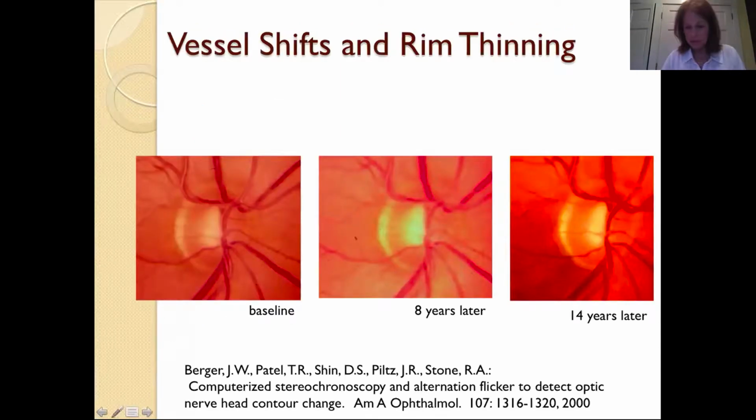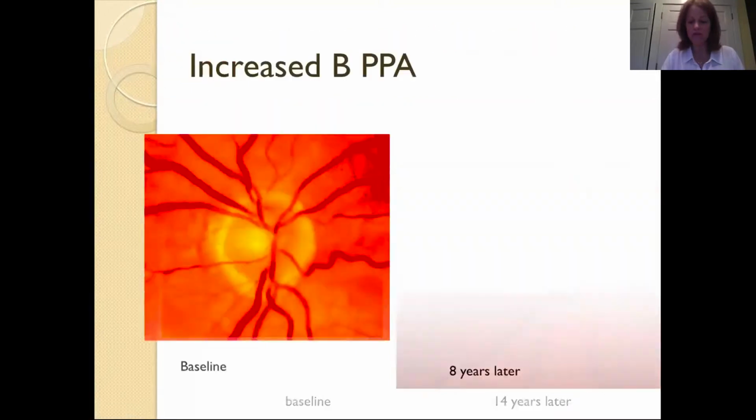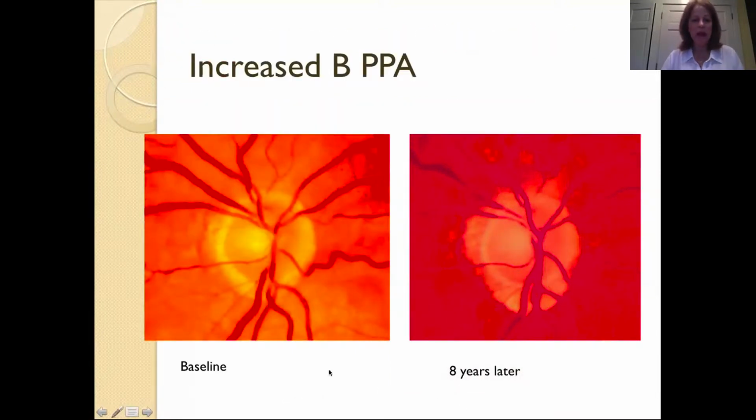Here's that same patient we just looked at with the vessel shifts. We don't have to go over it again. And the development of the nerve fiber layer defect over time. So again, changes over time. And this is a case of a patient that has an increase in their beta peripapillary atrophy. So we can see the atrophy is just a little bit down below here, and look how extensive it is now down below. This patient has some other findings that are interesting.